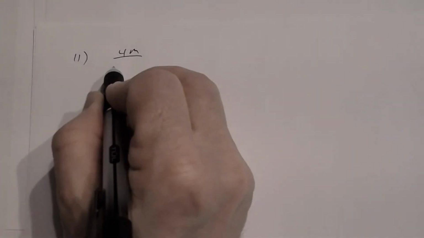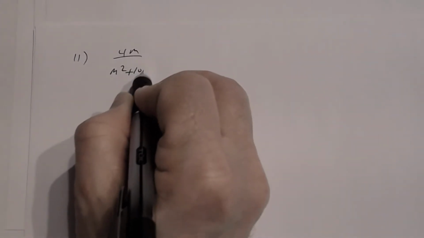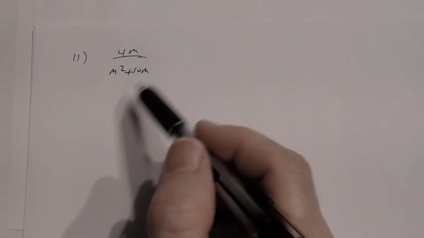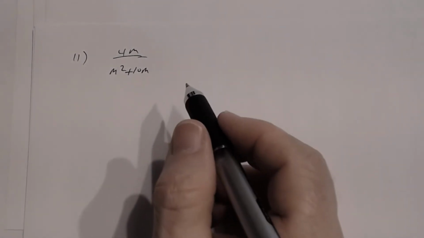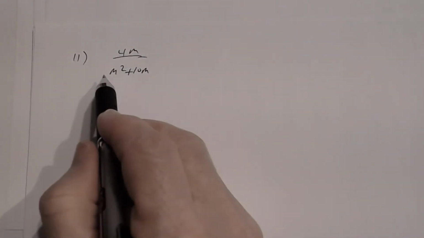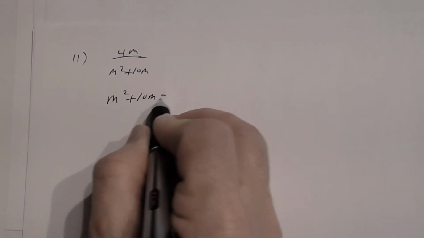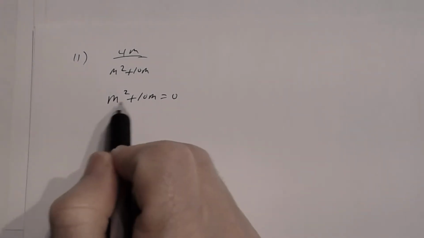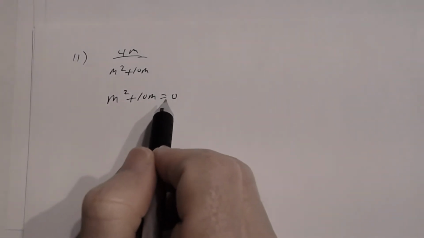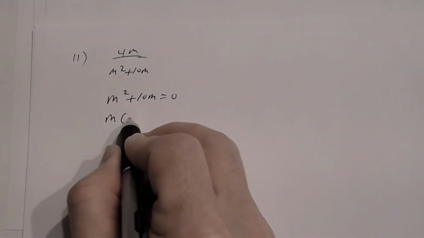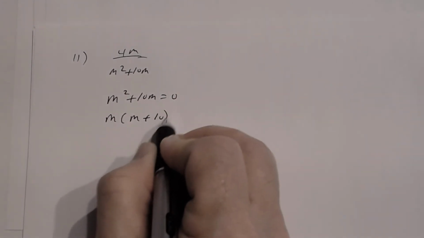So number 11, you have 4m divided by m squared plus 10m. And again, you want to find out for what values of m this rational expression is undefined. Remember, a rational expression is undefined when the denominator is 0. So we have to figure out where this denominator is equal to 0. How do you solve this polynomial equation? First thing you do is notice that I can factor out an m. When I factor out an m, I get m times m plus 10, right?